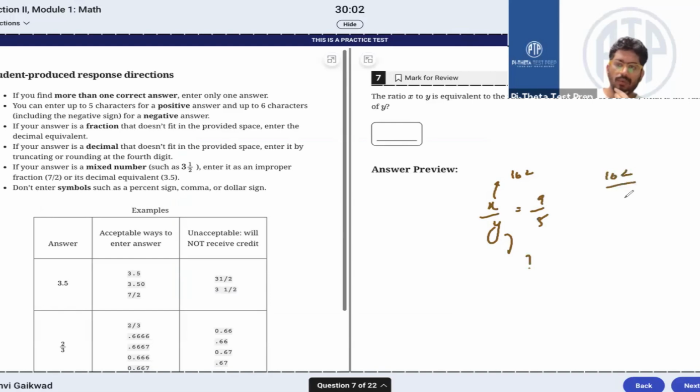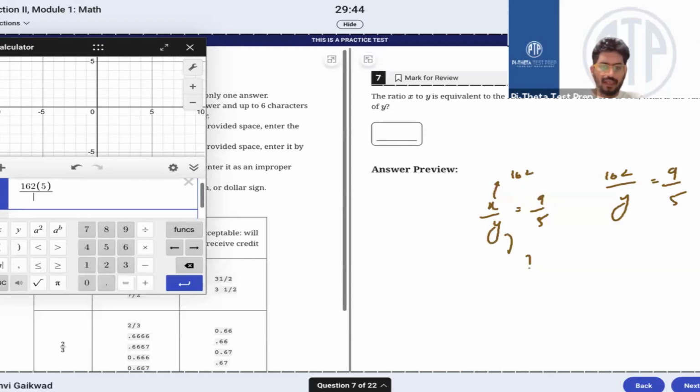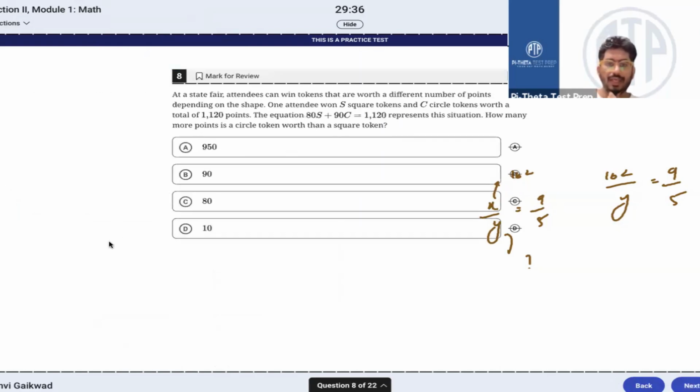So 162 upon y is equal to nothing but 9 by 5 here. We can just use the calculator here just for understanding, right? I'll go to the calculator here. I'll multiply 162, cross multiply by 5, and divide by 9 here. So I'm getting 90 as the answer. Everyone can see 90 is my answer here. Yes, I'm going to the next question.